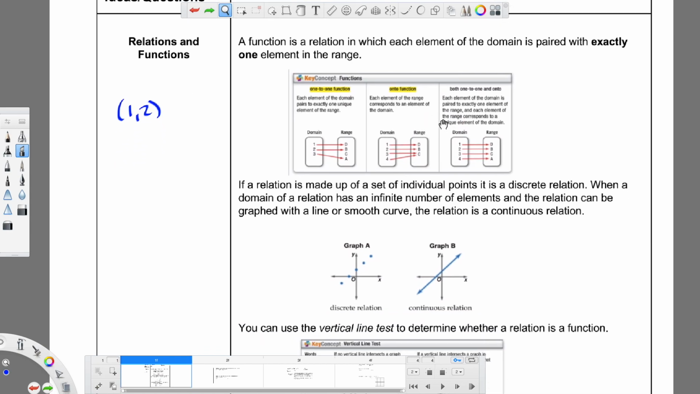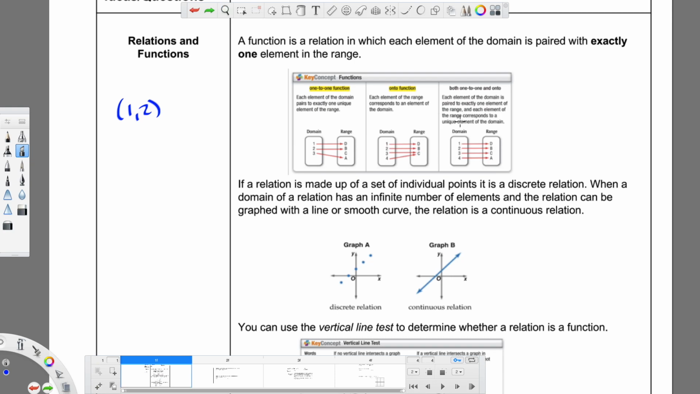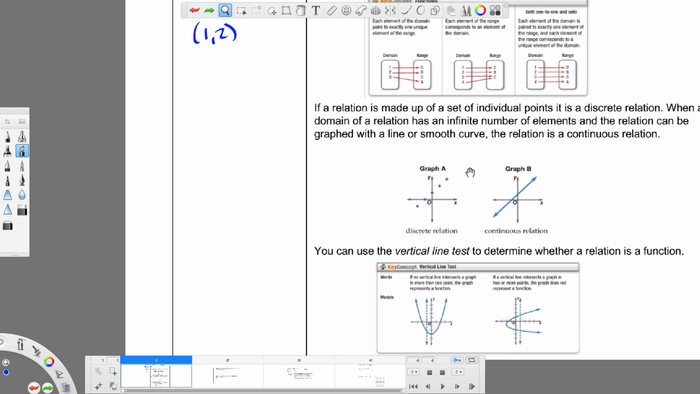If a relation is made up of a set of individual points, it is a discrete function. When a domain of a relation has an infinite number of elements and the relation can be graphed with a line or smooth curve, the relation is a continuous relation. So it's just the difference between discrete means we didn't connect the dots. Continuous means we did connect the dots. So just two descriptions, what we call these.